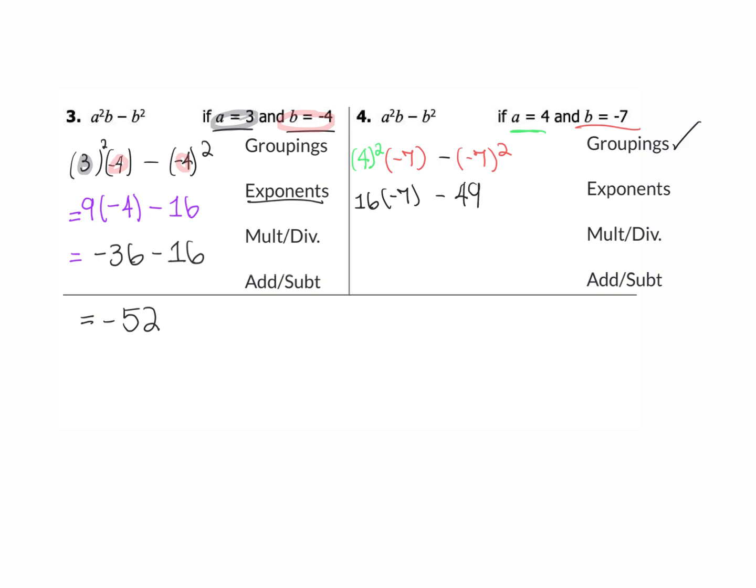16 times 7: think about it like 10 times 7 is 70, and 6 times 7 is 42. 70 plus 42 is, I mean, 112. So that's negative 112 minus 49. What's 112 plus 50? 162, but we don't have 162. We have one less, so it's negative 161 because they're both negative.